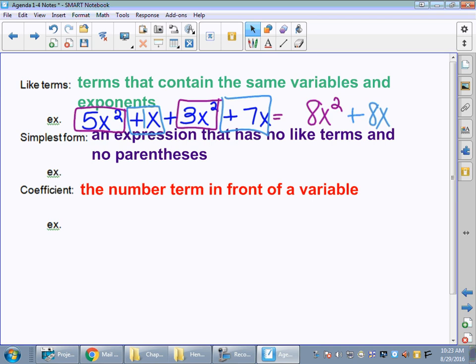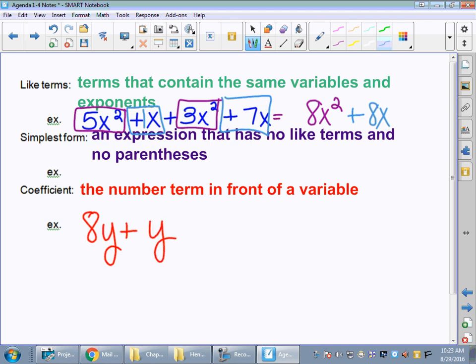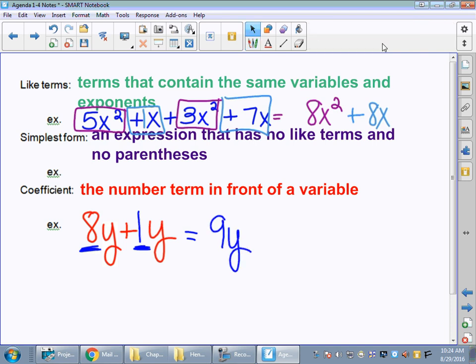And the coefficient is always the number term in front of the variable. So if we've got, say, 8y plus y, first of all, are those guys like terms? They are, right? They both have just plain old y's. The coefficient for this first term is an 8. What's the coefficient for this second term if there's no number in front of the y? And so simplest form for that would be when we combine those two like terms. So simplest form would be 9y.